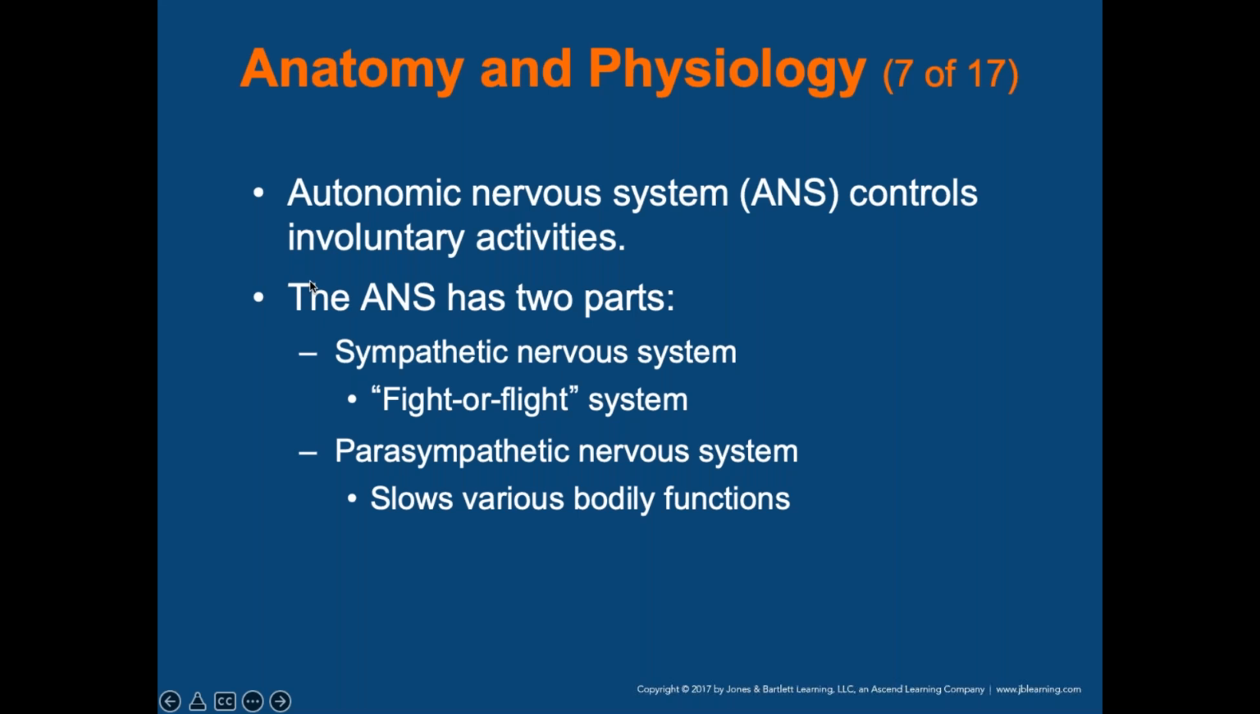All right, so a little more of the ANP stuff. The autonomic nervous system, ANS, controls involuntary activities. The ANS has two parts which normally balance one another. We have a sympathetic nervous system, which is fight or flight, which speeds up the heart rate, increases respiratory rate and depth, dilates blood vessels in the muscles, and constricts blood vessels in the digestive system. In times of stress, this takes control.